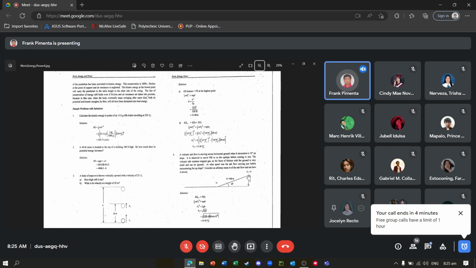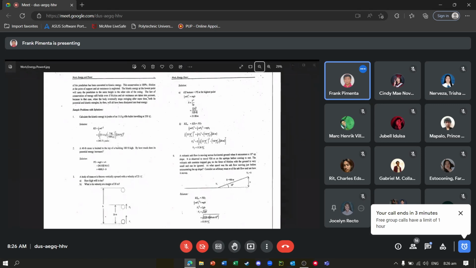At this point, there is potential energy. There is no kinetic energy because velocity is 0. But here, there is v sub 1, so kinetic energy. Here naman, there is no potential energy because h is 0. And there is conservation. So the other examples in the book, you have to verify and check. Okay.